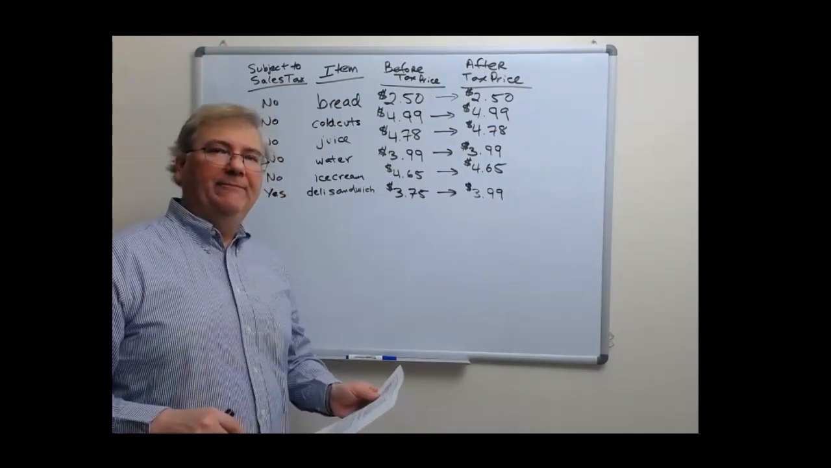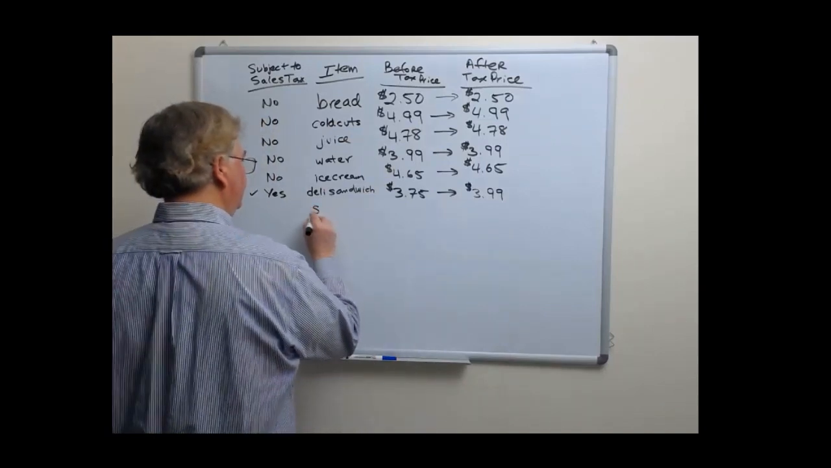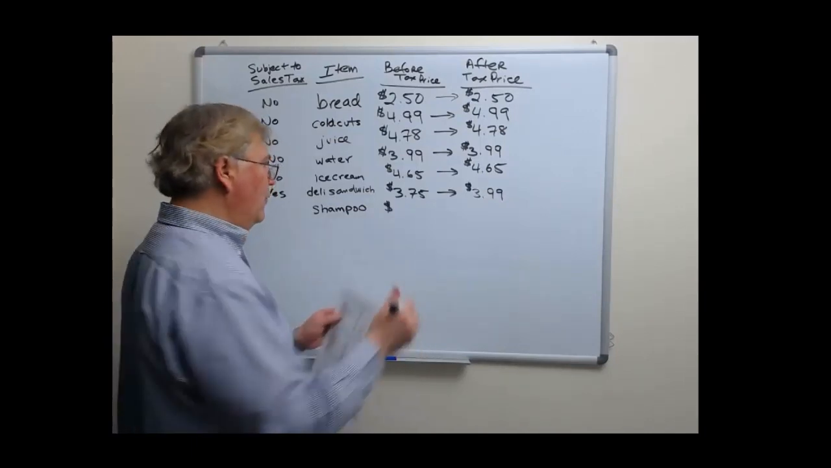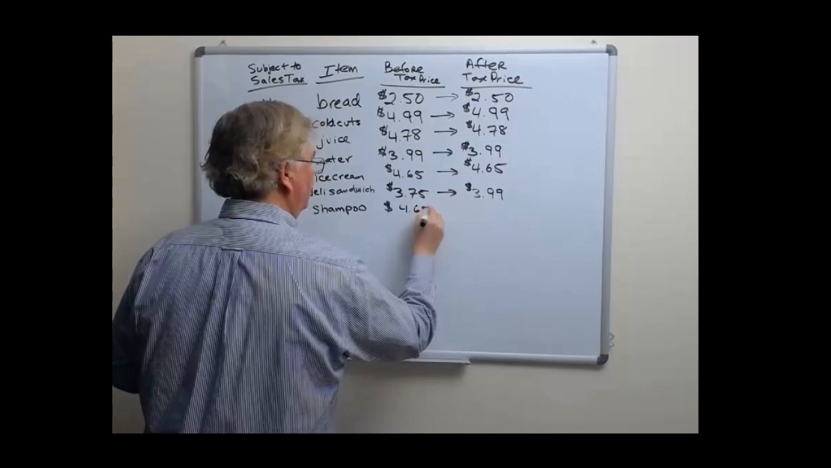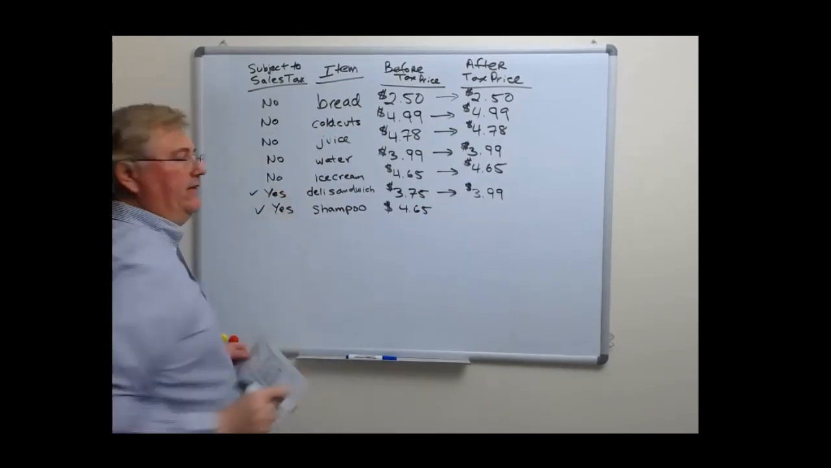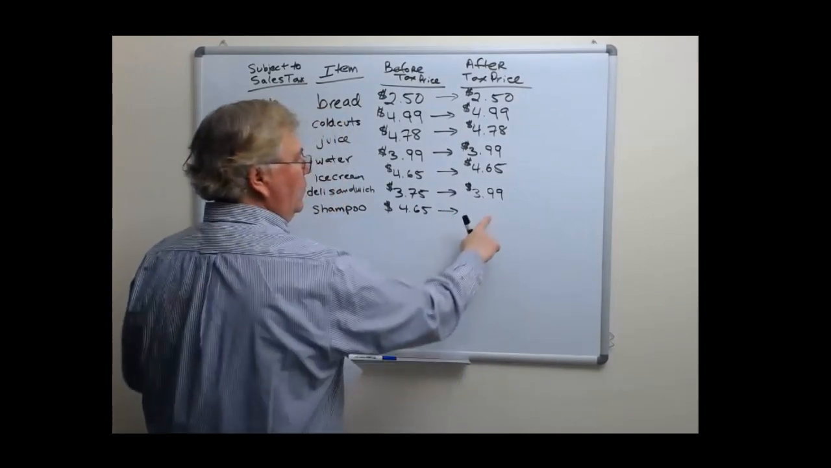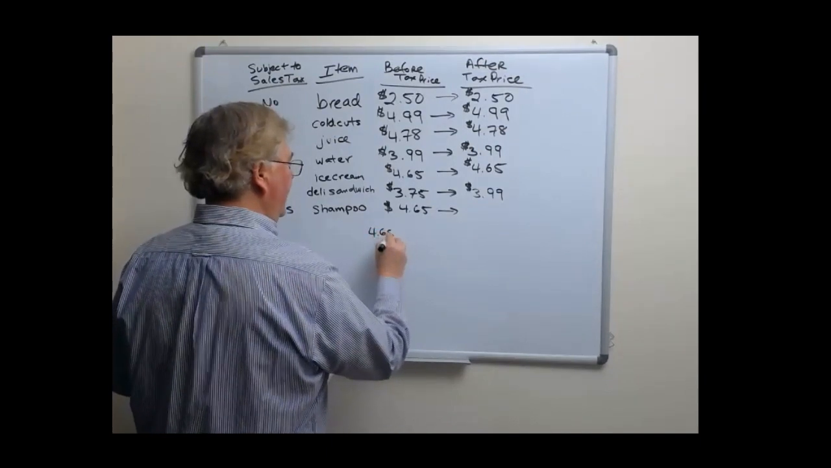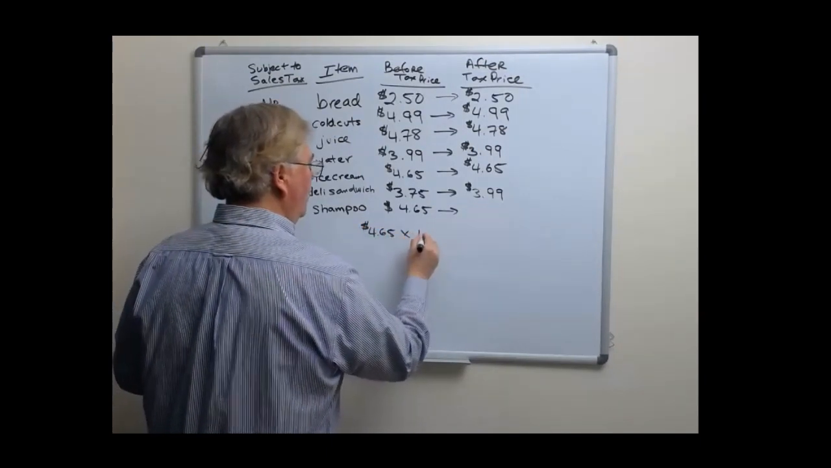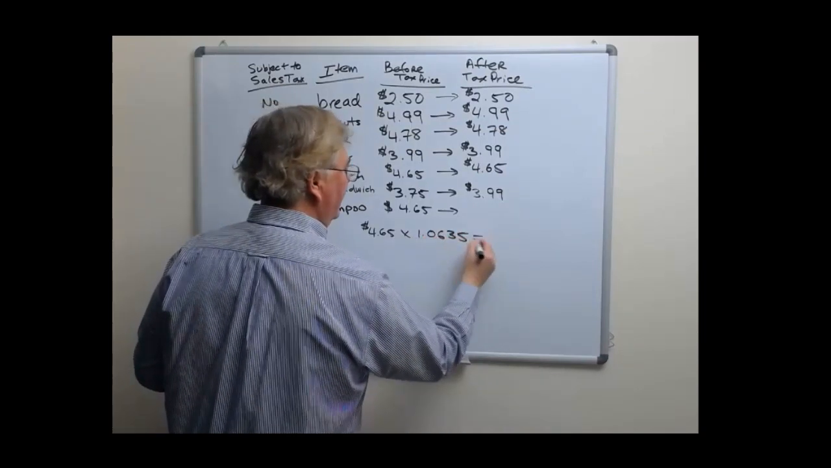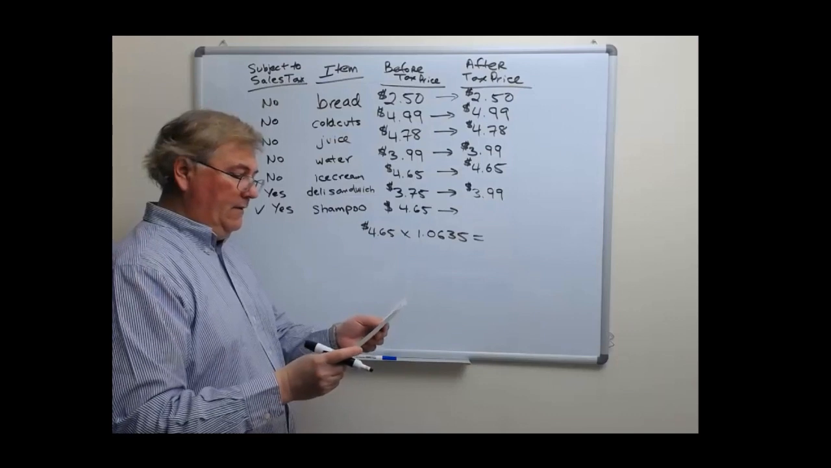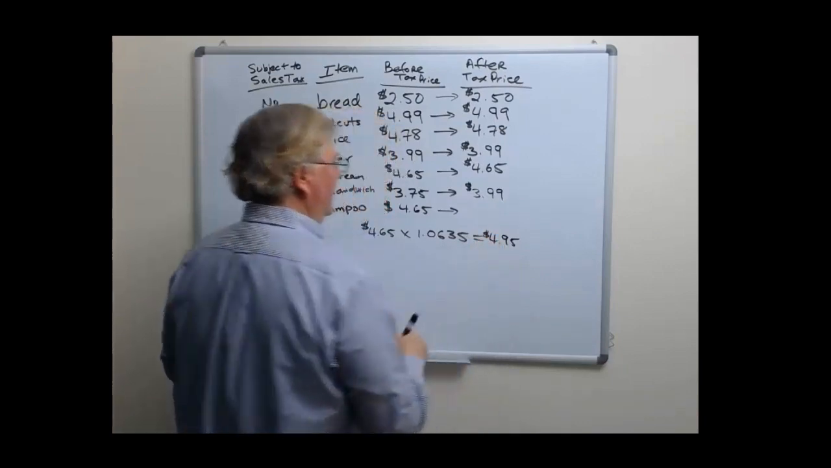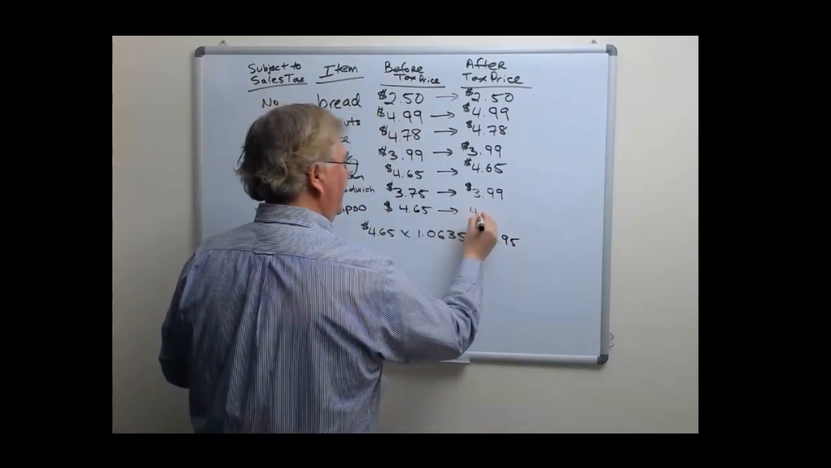So we're still not done shopping. We have to buy some shampoo as well. And the pre-tax price happens to be $4.65, let's say. And yes, shampoo is taxable. So to find out, once again, what the after-tax price is for the shampoo, we multiply $4.65 times 1.0635 in the state of Connecticut, and we get $4.95. Okay, so let's put that up here in this column.